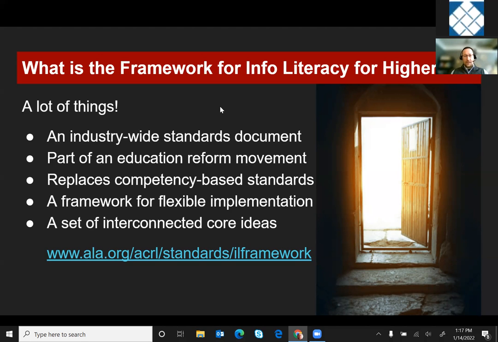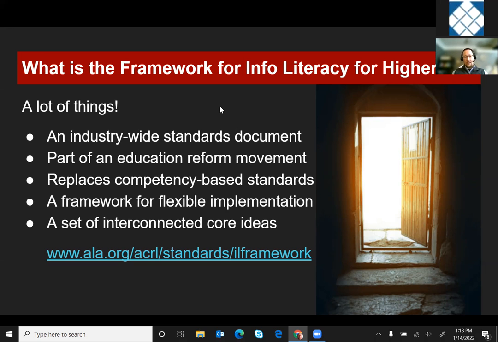This is also part of an education reform movement. There are elements of critical pedagogy in here, a variety of other things. This is built as a replacement for another document that was made in the year 2000 that was focused on competency-based standards. So it's looking at a bigger picture than that document did. That one was like, students should be able to do this, like to cite sources.